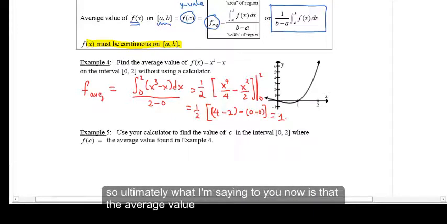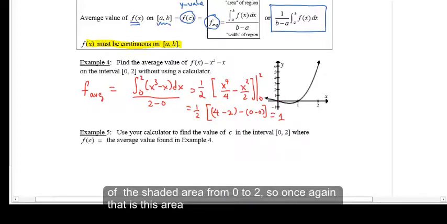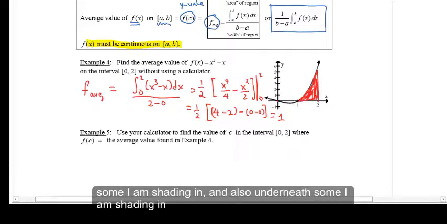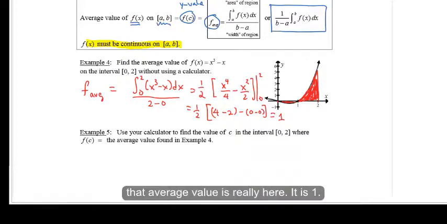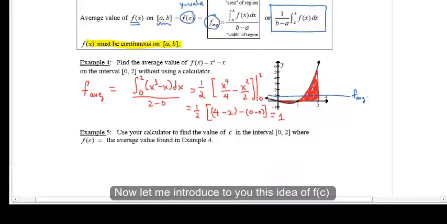Ultimately, what I'm saying now is that the average value of the shaded area from 0 to 2, once again that's this area here that I'm shading in, and some underneath that I'm also shading in, that average value is really here, 1. So there's your average value, or the average height.